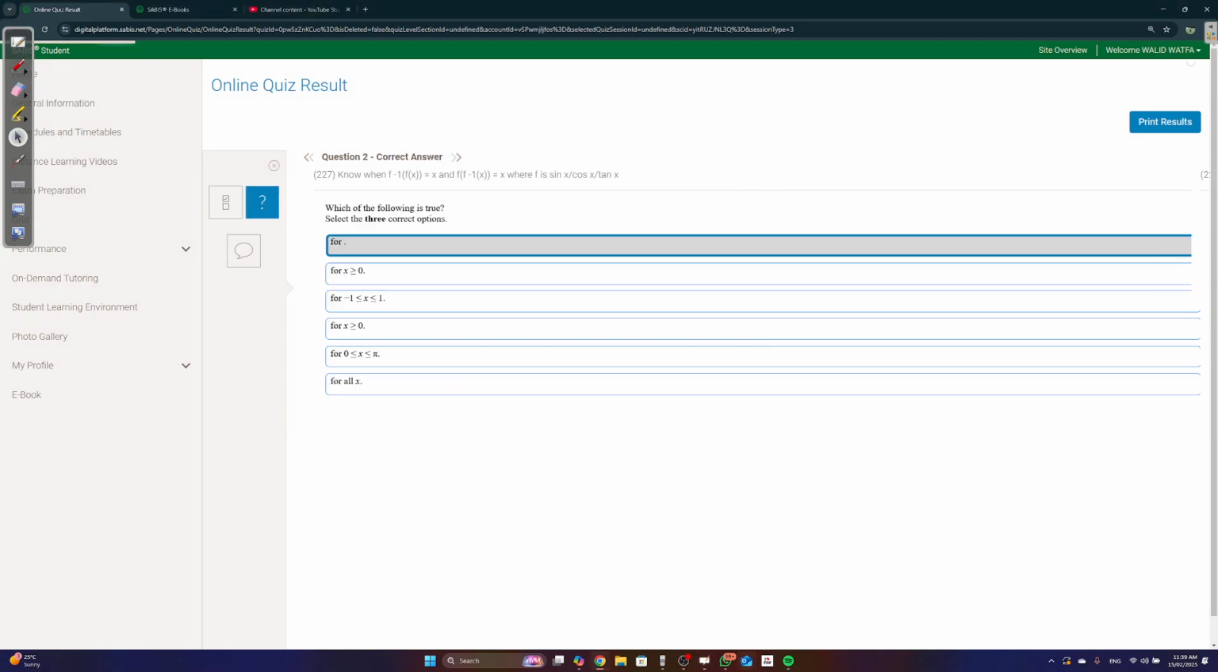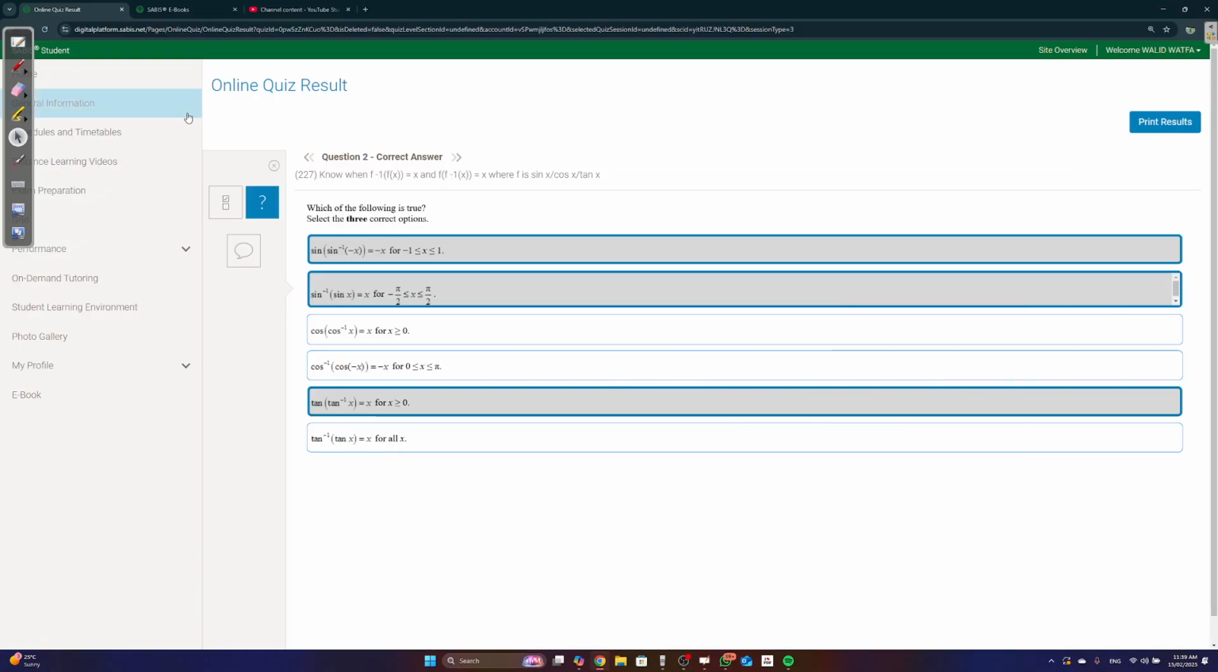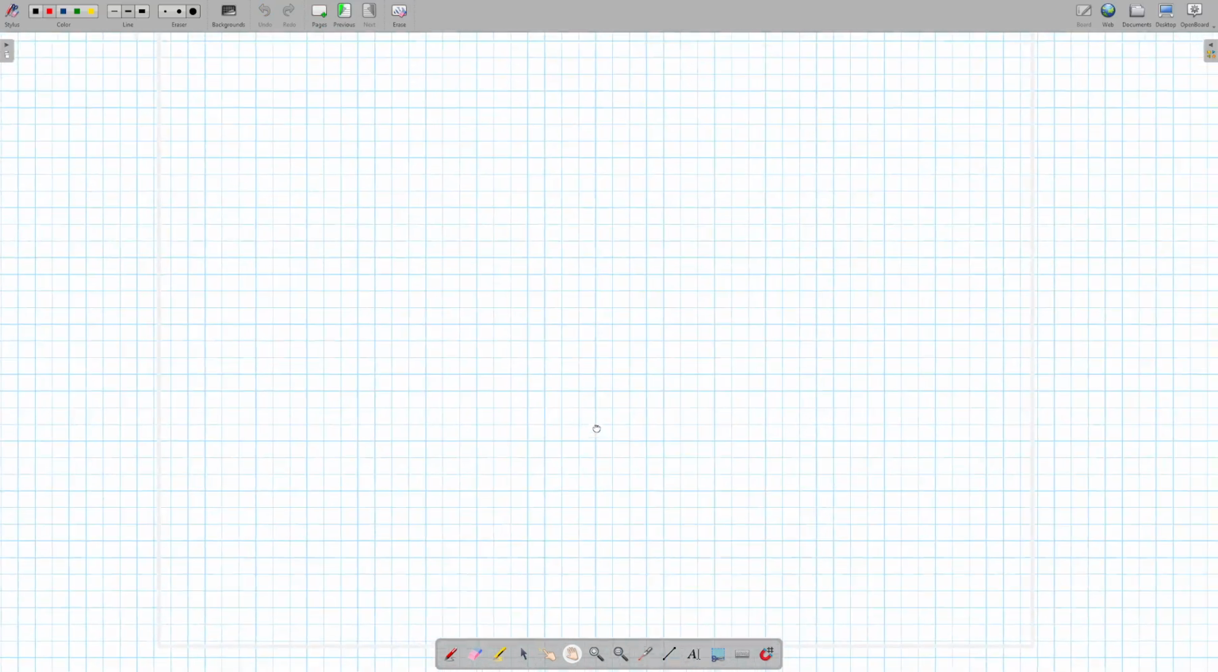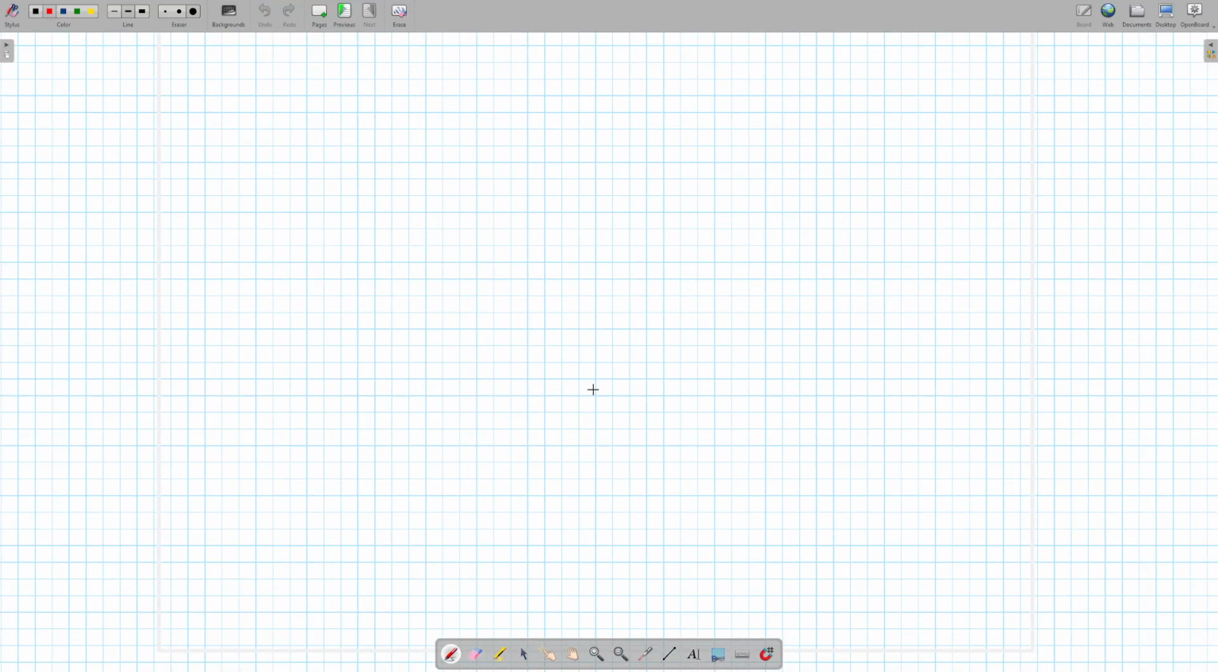Question 2. Okay, inverse functions. I'm going to go over them really quickly because they're calm. You need to know about sine inverse of x, cosine inverse of x, and then tan inverse of x. There's a few rules. I'm going to go over them one by one. They're just things you need to know so that you can answer the questions.